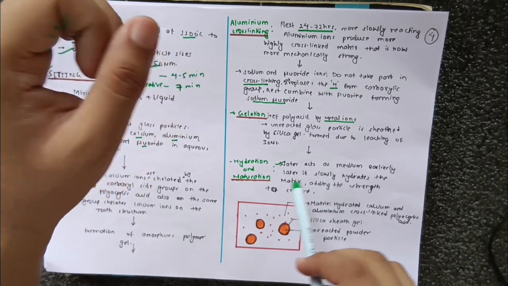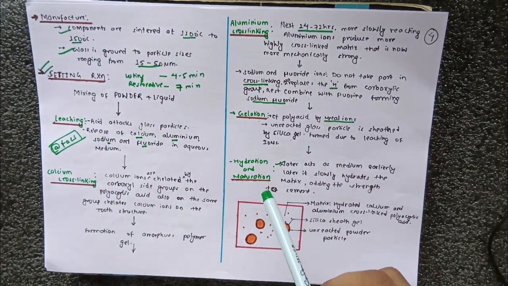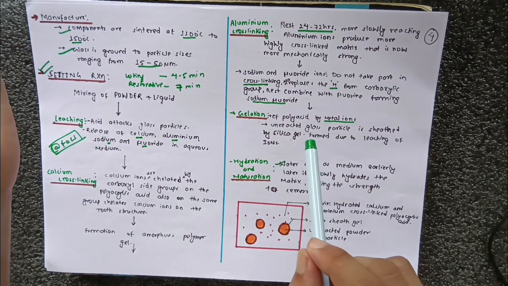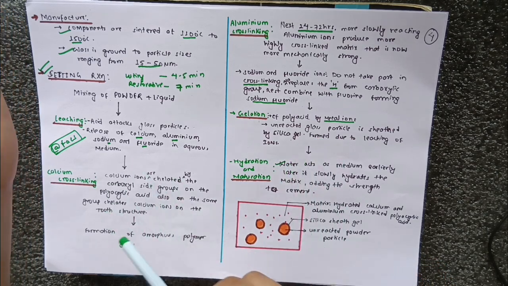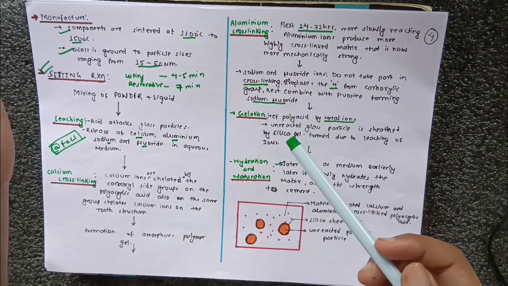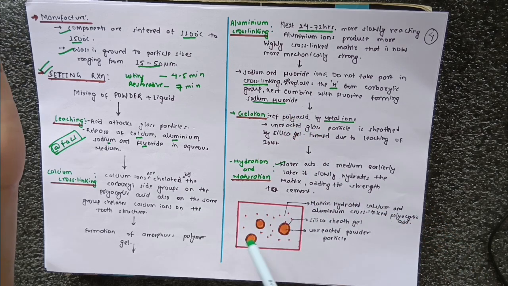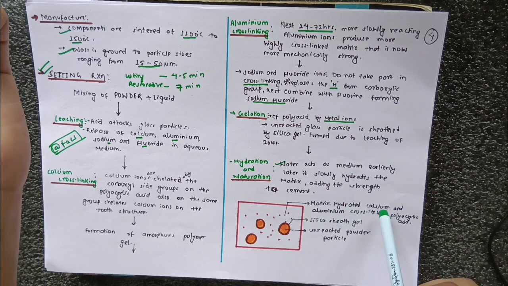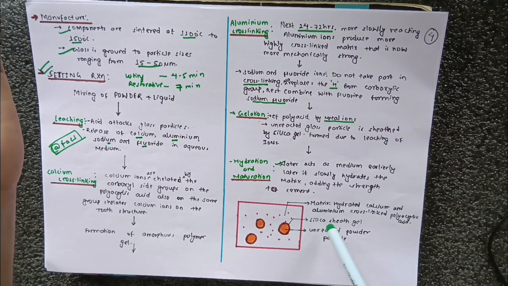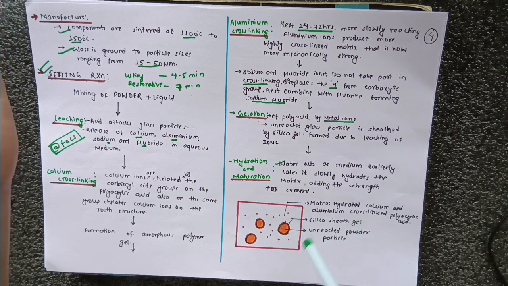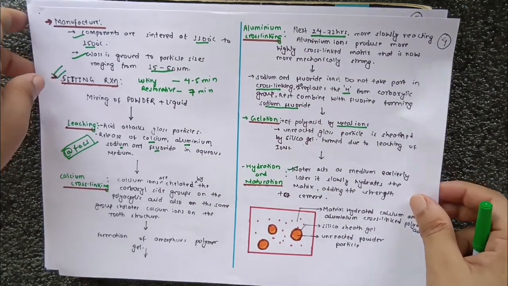So you can remember this flow chart and copy it in your exam. You will get full marks in your theory exams. You can also learn many things from this flow chart for your viva exam. I have also drawn the set structure of the glass ionomer cement. Here there is a matrix of hydrated calcium and aluminum cross-linked polyacrylic acid. Calcium and aluminum cross-linking form the matrix. Similarly, silica sheath gel is present around the unreacted powder particle. This is the structure of the set mass.